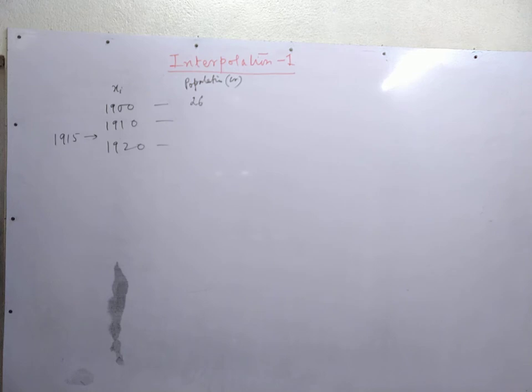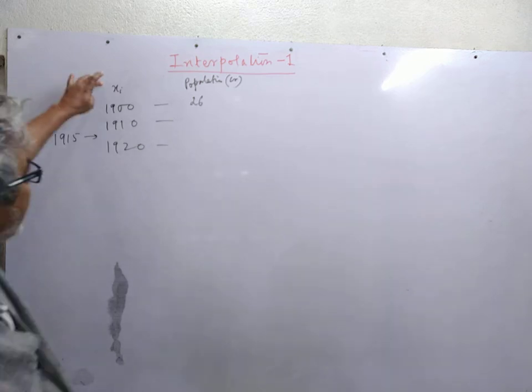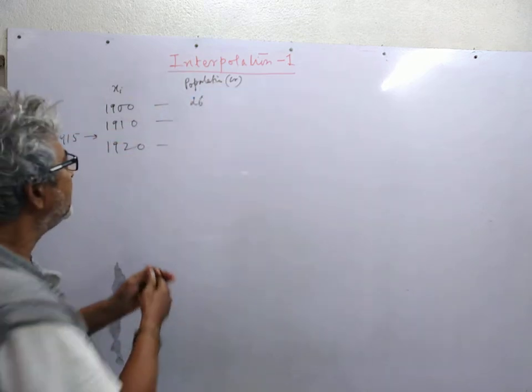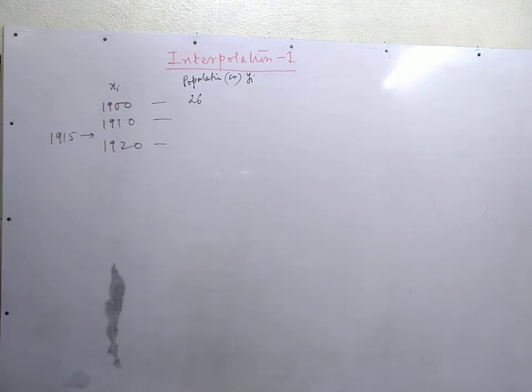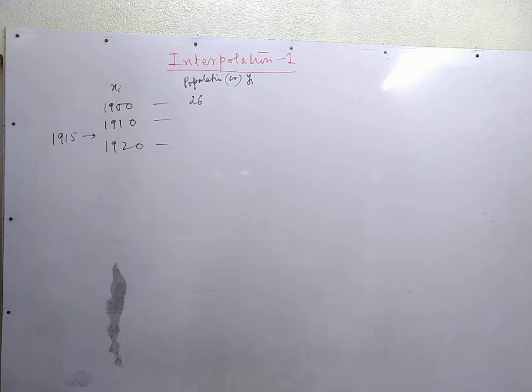We have a tabulated data and one asks a question about the value of y, if we call x the independent variable, and this is the population yi. What is the value of y at a value of x which is not tabulated here? So to say, interpolation may be looked upon as a technique of reading between the lines.